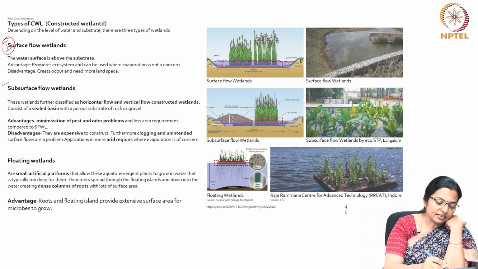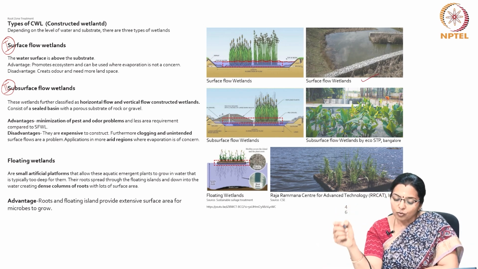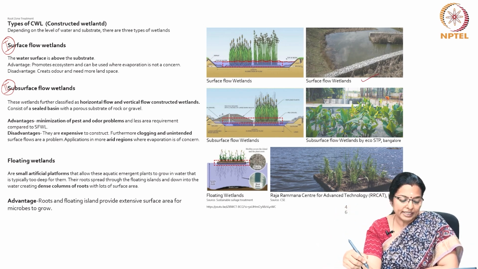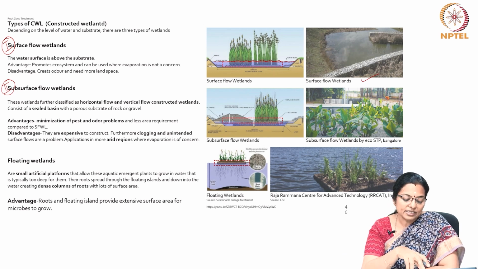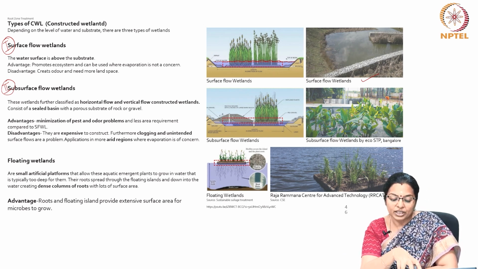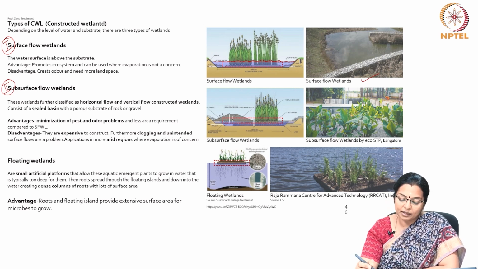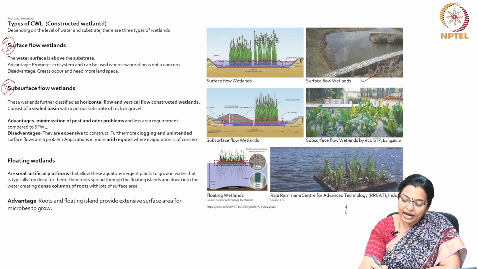The second is a subsurface flow wetland, which is this. So what happens in subsurface flow wetland is that these wetlands again get classified into horizontal flow and vertical flow constructed wetlands. They consist of a sealed basin with a porous substrate of rocks and gravel. So you can see the rocks and gravel on top.